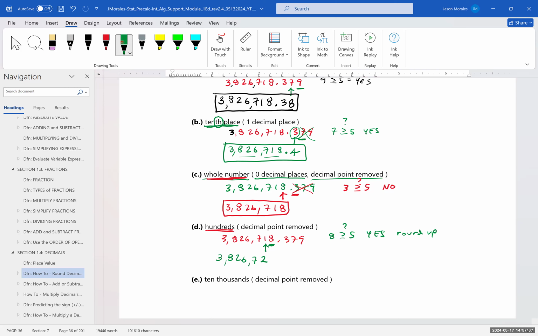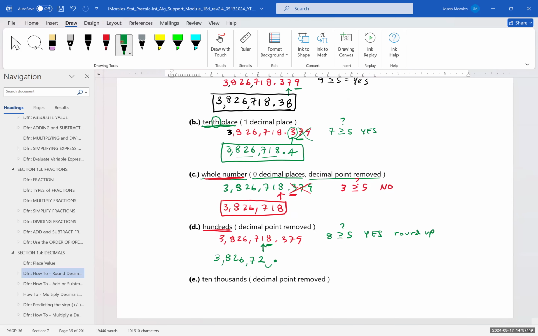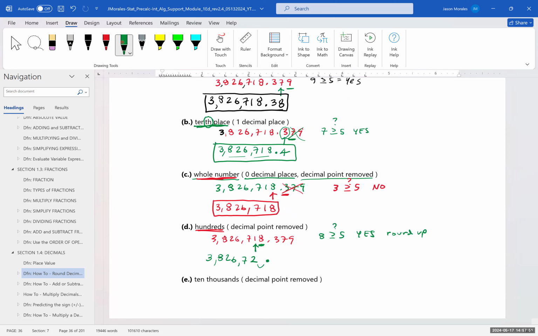All right, but now we actually have a gap here between the 2 and the decimal point. So whenever you have a gap like that, when you've rounded a number above the decimal point, you need to put 0 in as a placeholder. Okay, so this is what the answer would be in rounding that decimal number to the hundreds place. So that's the answer there.